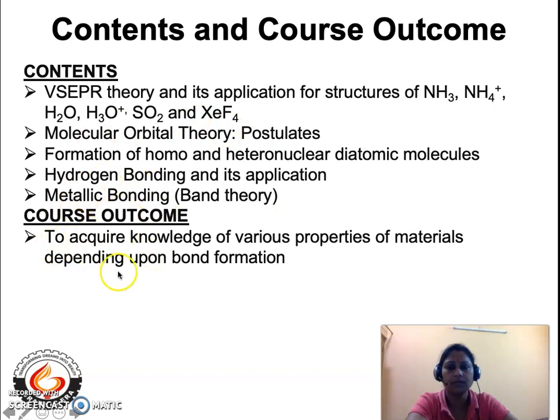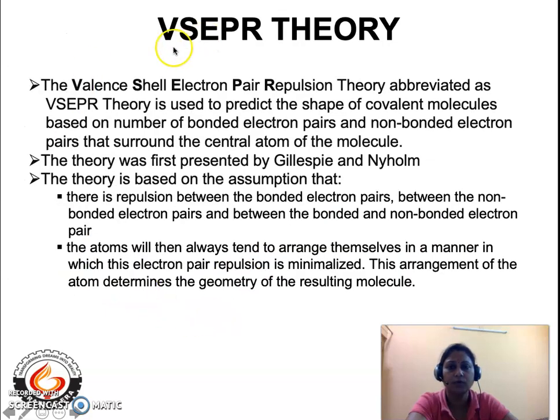Now this unit is having some course outcome. So what is the outcome? That means what will you learn, or what you will gain after learning this unit. So the knowledge that you will gain is to acquire the knowledge of various properties of materials depending upon the bond formation. Now let us come to the new topic.